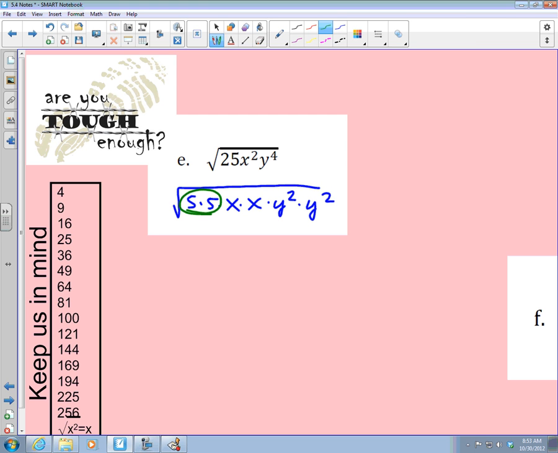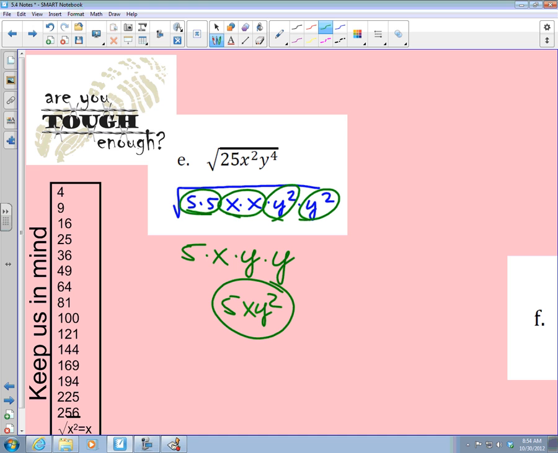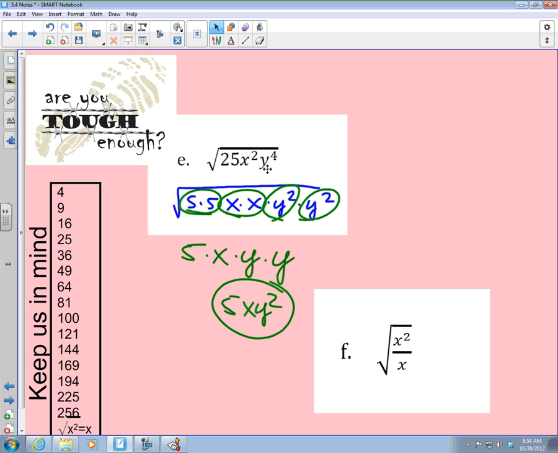So I can pull a 5 out. I can pull an x out because I have 2 x's there. Here's 2 y's. I'm going to pull that out. It becomes a y on the outside of the square root symbol, and another y. So cleaning up my answer here, this is 5 x times y times y, which is x y squared. And there is my answer: 5x y squared. Beautiful. What do we got here?